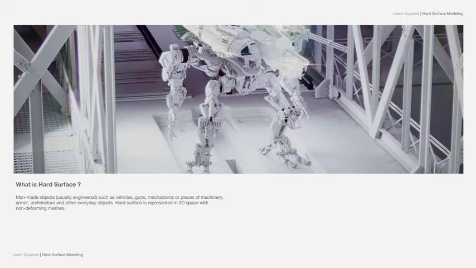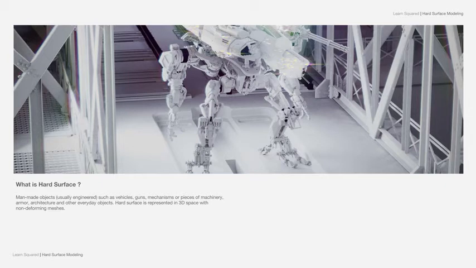The best definition I found, somebody online said that hard surface is represented in 3D space with non-deforming meshes, which is very accurate because most of the time it will be something that doesn't deform when you're animating it. If you think about a gun or a robot, a mech, you will see how it's moving, the parts are moving, the joints, etc., but the meshes themselves are not designed to be deformed.